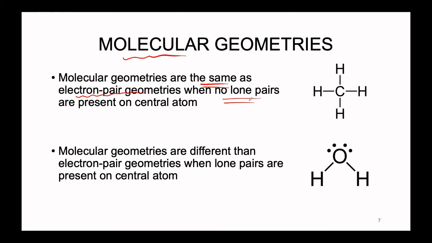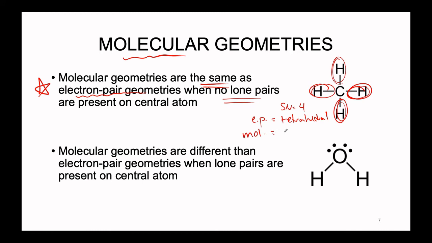So for example, methane, or CH4, which we have illustrated here on the right, there are 1, 2, 3, 4 bonding groups around this central carbon. Because there are 4 bonding groups around the central carbon, our steric number is equal to 4. As we've previously discussed, that means it would have a tetrahedral electron pair geometry. According to our definition, it also means that the molecular geometry is also going to be tetrahedral.